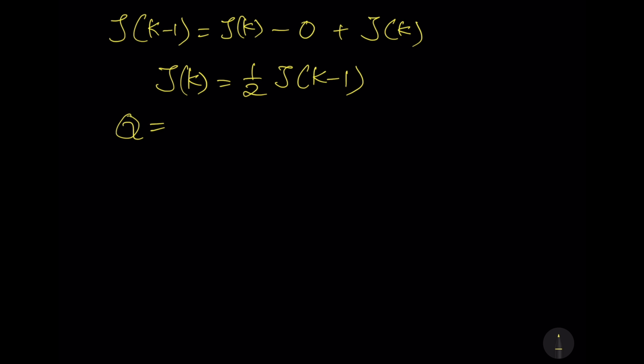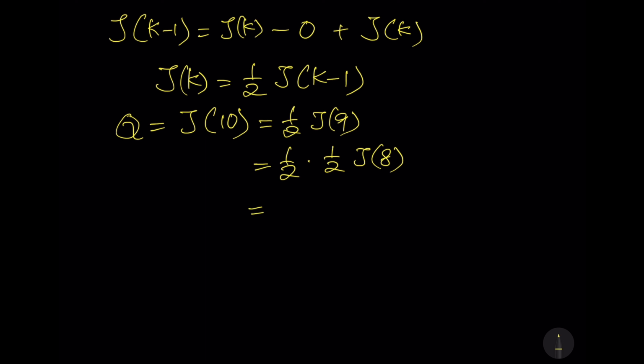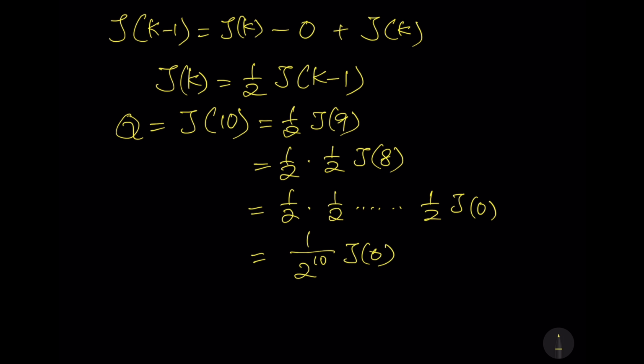The question Q equals J_10, which is equal to 1 over 2 J_9. But J_9 can be further expanded to become 1 over 2 J_8. So we can further expand every single term until J_0. Therefore, we have Q equals 1 over 2^10 multiplied by J_0.